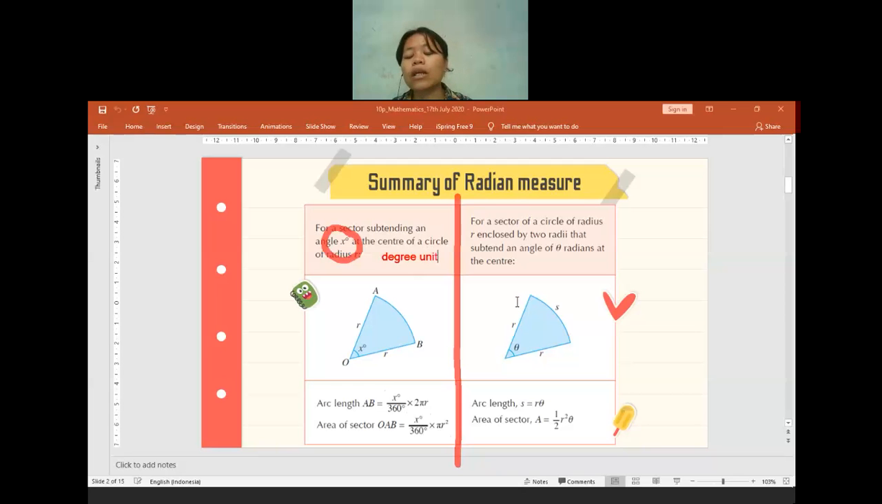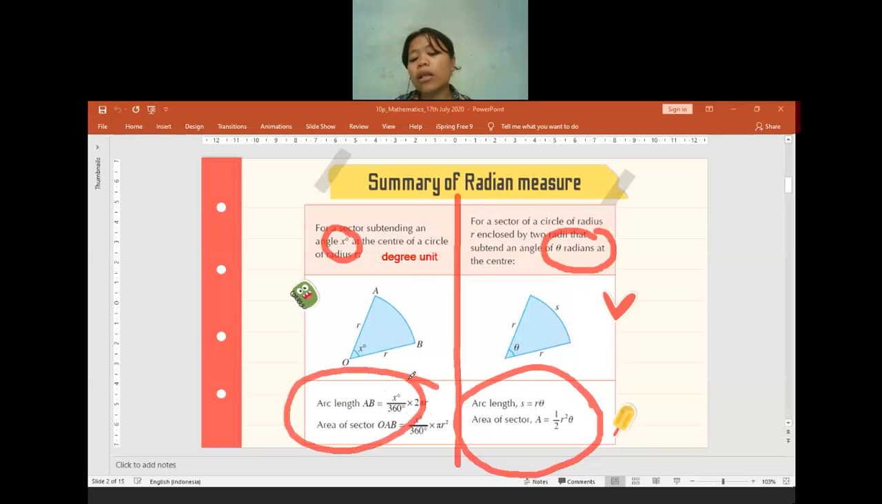But when I move to the right side, the angle is given in radian, so I will use this formula. For the arc length, I will use r times theta. And for the sector area, it will be a half times r square times theta. So it depends on what unit the angle is given in. You cannot use the x by 360 when the angle is given in radian, because the result will be way different and will not be a correct answer.